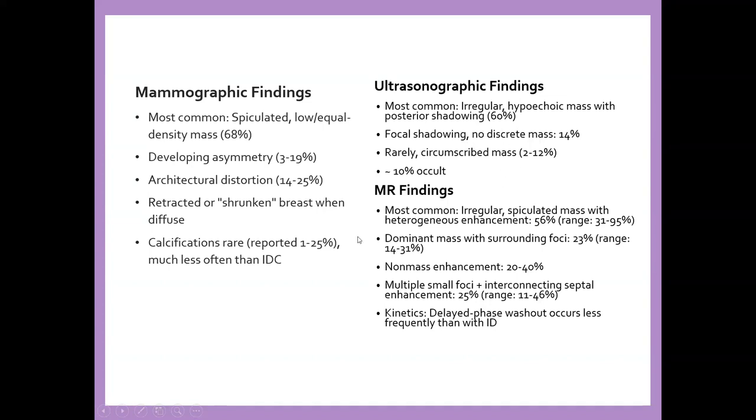MRI findings, most common: an irregular spiculated mass with heterogeneous enhancement, 56%. Dominant mass with surrounding foci, 31%, 23%. Non-mass enhancement, 20 to 40%, multiple small foci, and interconnecting septal enhancement in about 25% of them. And the kinetics in the delayed phase: washout occurs less frequently than with infiltrating ductal carcinoma.